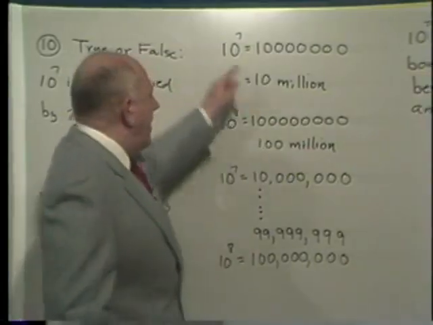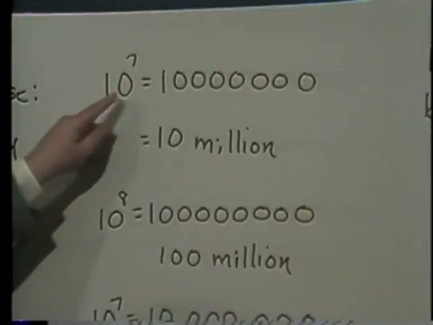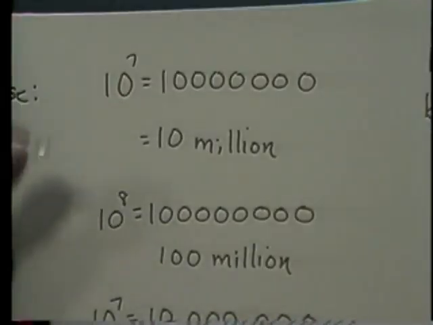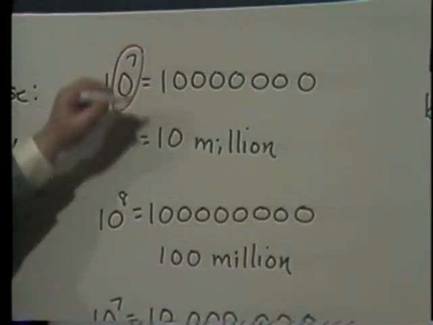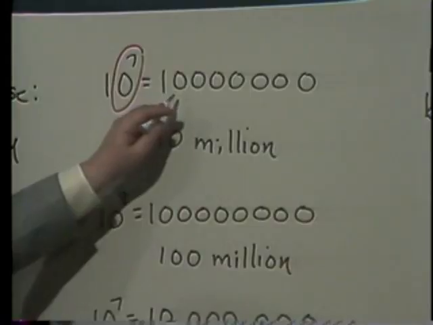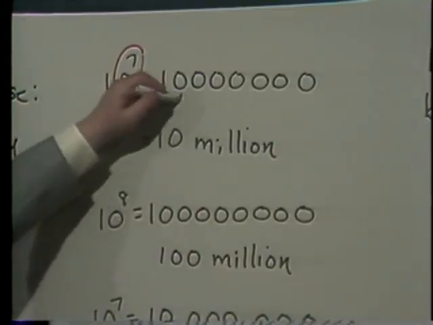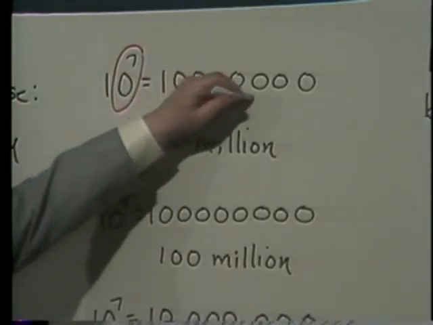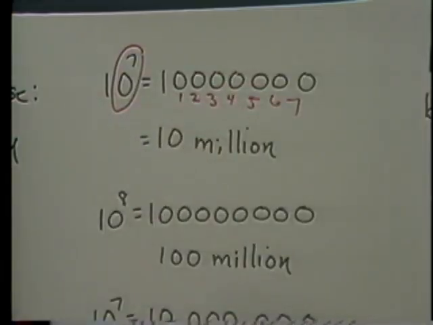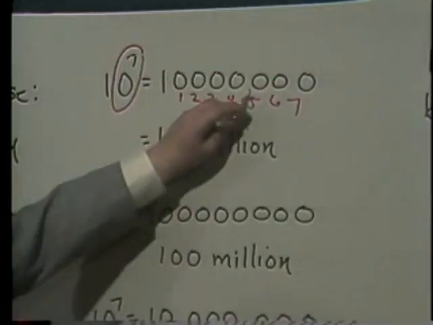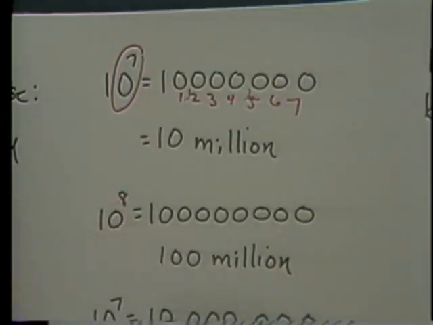In other words, 10 to the 7th power means a 1 followed by 7 zeros. So what do I do? I write the 1. I follow it by 7 zeros. See? 1, 2, 3, 4, 5, 6, 7. And that's hard to read, so I put my commas in. Now it's even harder to read because I put those numbers in underneath.